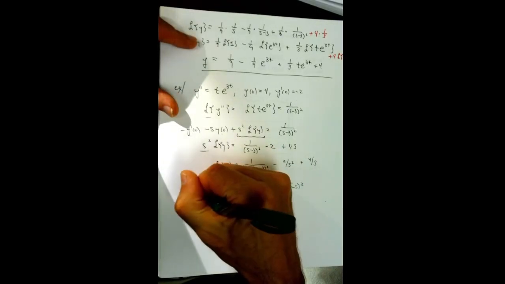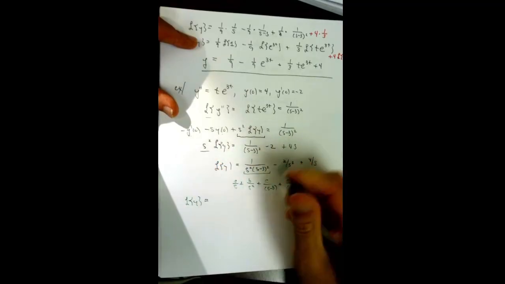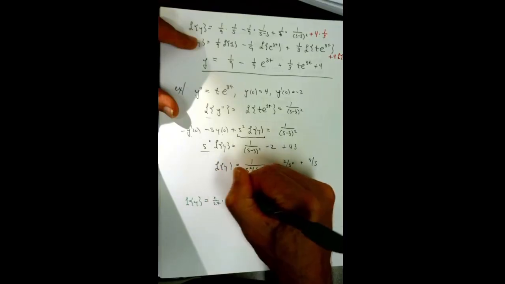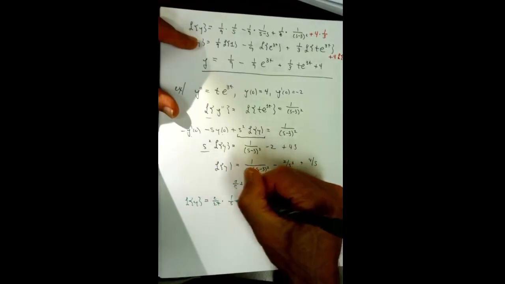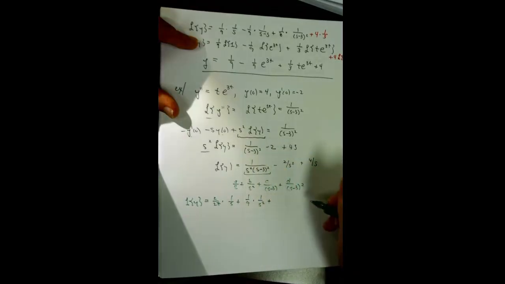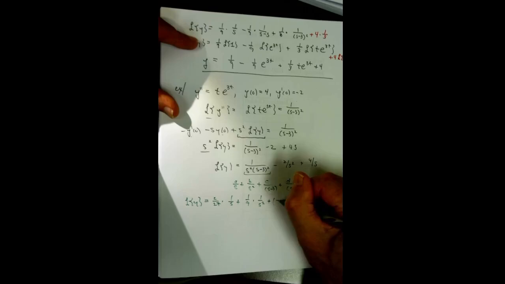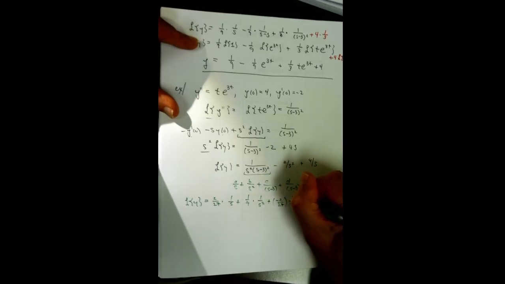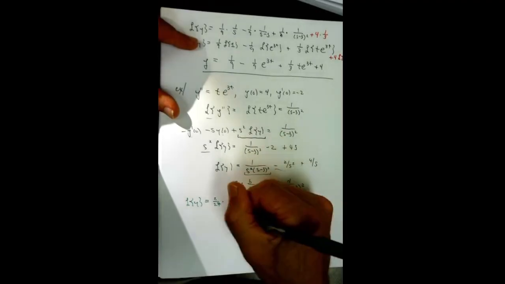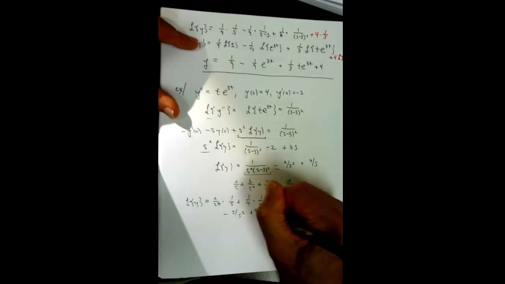But when it's all said and done, for A, I got 2/27. For B, I got 1/9. And for C, I got minus 2/27. And then for D, I got positive 1/9. And then I got to include the minus 2 over s squared plus 4 over s.